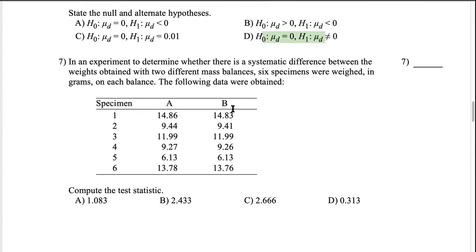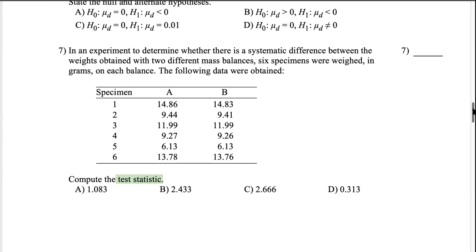Number 7, same thing here, the same information we are given. Calculate the test statistic. So we are using 2 devices to measure the same thing, which is a paired, matched case. So you have to calculate the difference and use that difference to do the calculation. It's the same as the previous one.